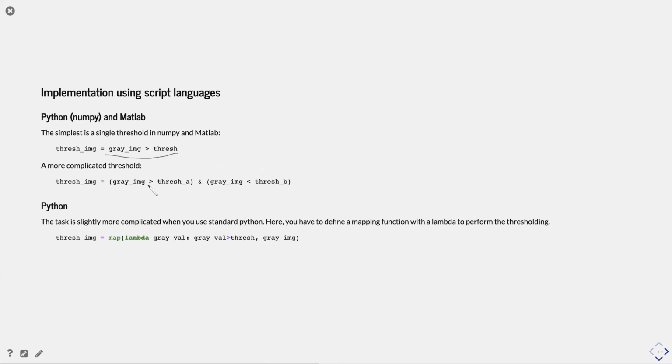If you want to do something more complicated, you can also do combinations using these Boolean operators. I can also use the OR if that makes sense to you. So here you can say that if the gray image is greater than the threshold and the gray image is less than the other threshold, then you can limit down to a band of gray levels. This would be threshold A, and this would be threshold B, and then you would get all the pixels in between.